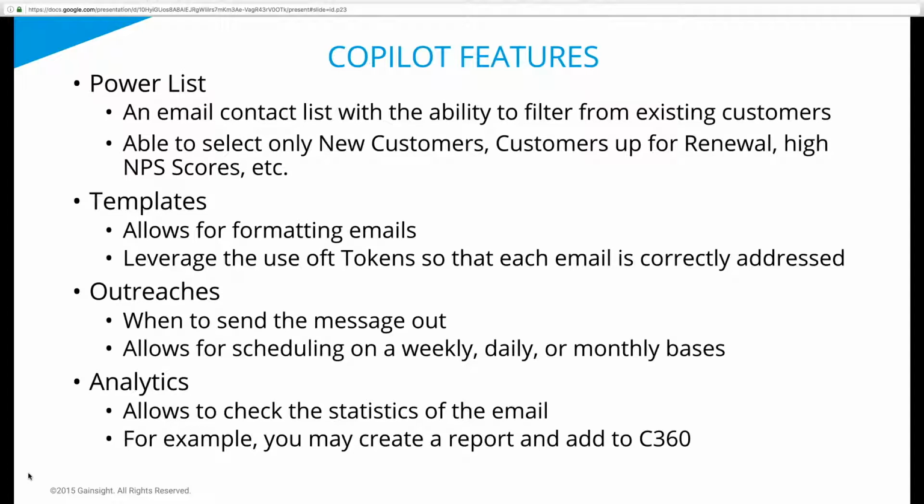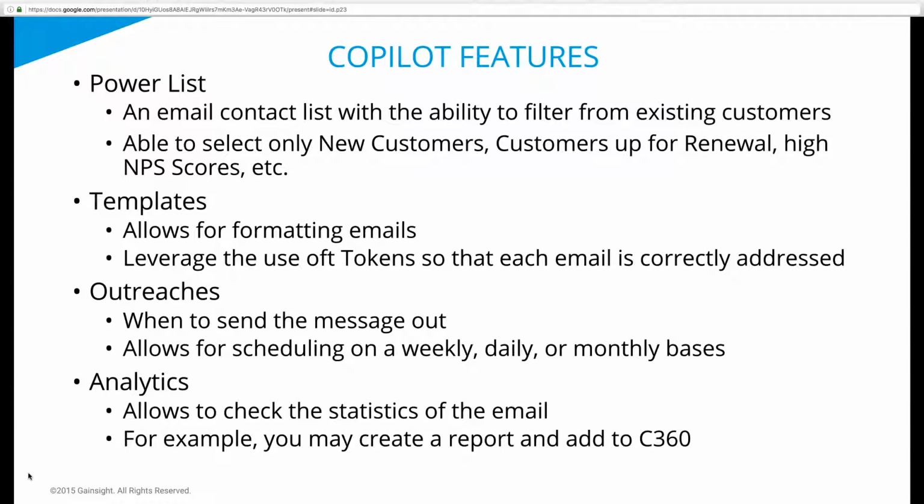So a few features of Copilot is basically the 4 different parts of it, which we'll be covering more in depth later in this module. The first part is going to be a power list. Power lists are essentially a contact list that's going to give you the ability to filter all of your different customers. It'll allow you to look at something from just a high NPS score, or a new customer only, all customers, just admins, or maybe just a customer that's up for renewal, or anything otherwise that you may see fit.